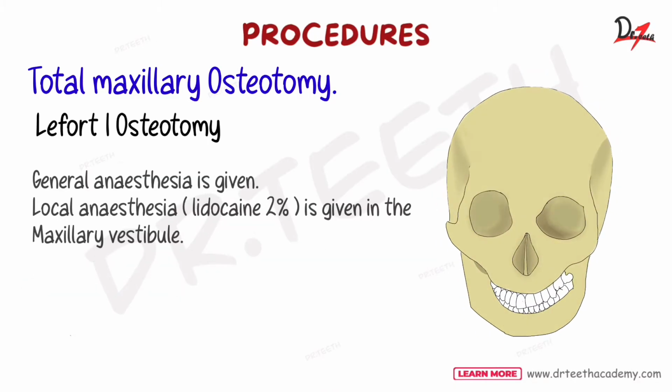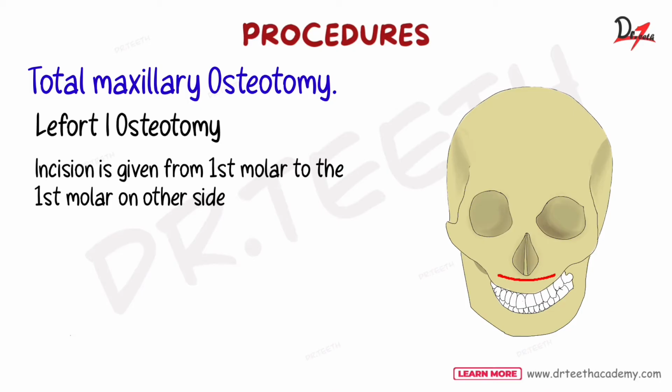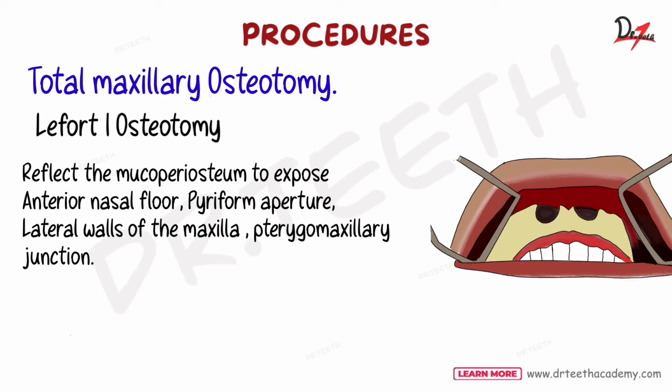We give general anesthesia, and then LA is given, which is lidocaine 2% in the maxillary vestibule. Now, the incision is given from the first molar region to the first molar region, and you can dip the incision down towards the midline so that it is easier to detect the midline during closure. Then we will reflect a mucoperiosteal flap to detect the anterior nasal floor, piriform aperture, lateral wall of maxilla, and pterygomaxillary junction. So we have to reflect it in such a way that all these things are visible.